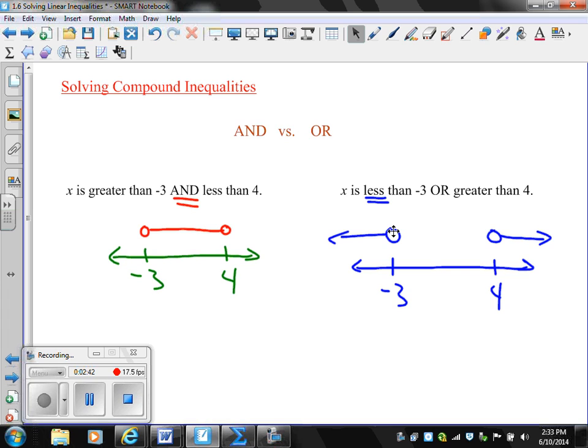And you should know that they're filled in when it's or equal to, right? Like that. Those are filled in circles. Open circles are for less than or greater than. Again, that should be known from your Algebra 1.